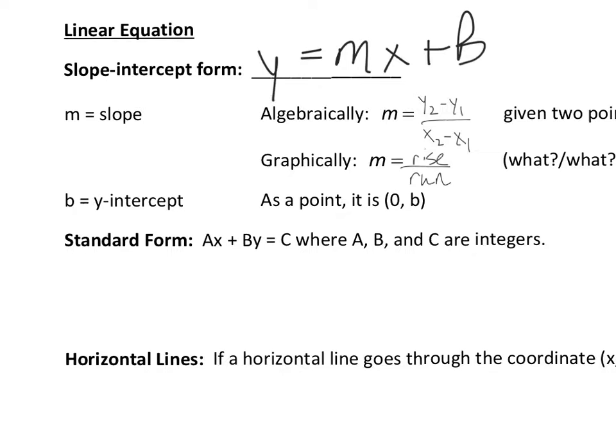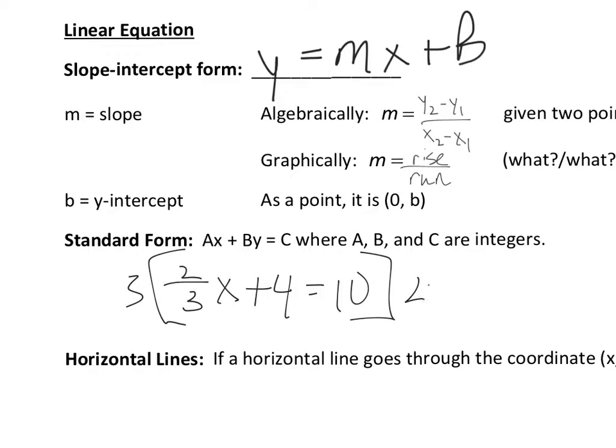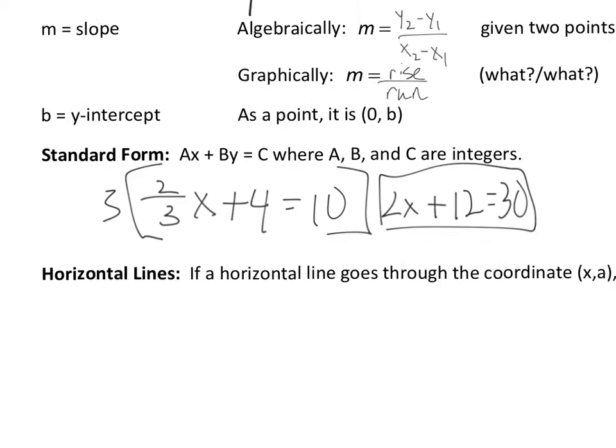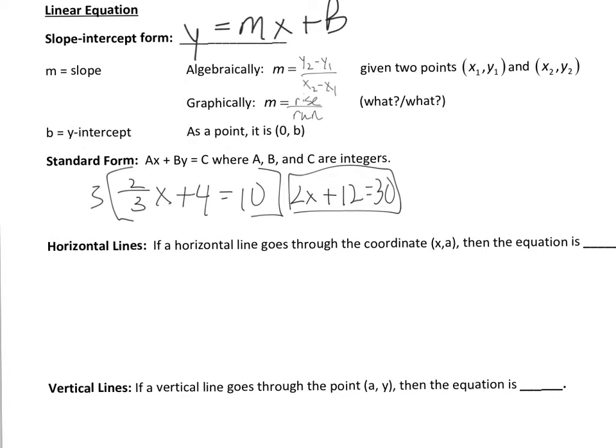Standard form is ax plus by equals c, where a, b, and c are integers. A is typically considered to be positive. I'm fine with it being positive or negative. So for instance, you have something like 2/3 x plus 4 equals 10. That's not an integer, so you have to multiply by 3, so you get 2x plus 12 equals 30. There's your standard form right there. And as far as what all that means, standard form has its uses, particularly finding x and y intercepts, really easy using standard form.